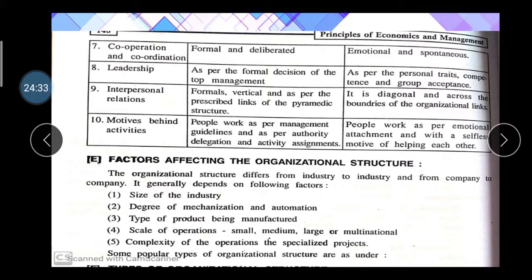Third one, the type of product being manufactured. If in your organization you develop more than two or three products, then your organization structure is different. Then scale of operation, like small scale, medium scale, large scale, multinational firms. So according to the region and geographical level, you have to decide the organizational structure. Fifth one is the complexity of the operations and the scalar chain. You can easily understand these methods in the next video lecture slides. So let's see.